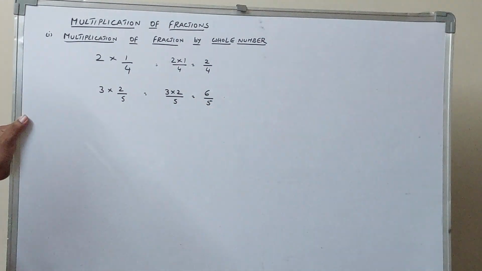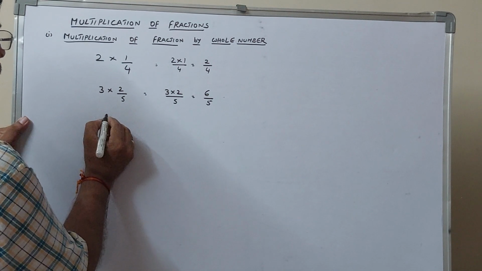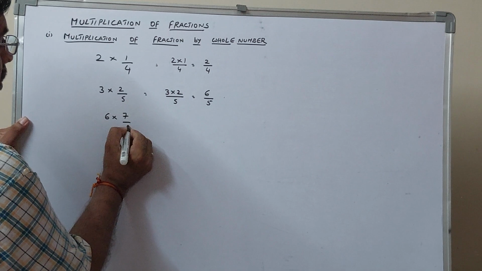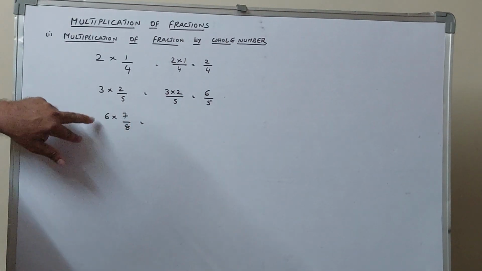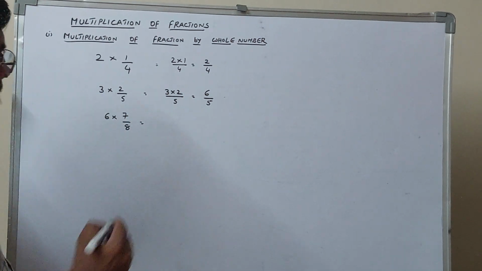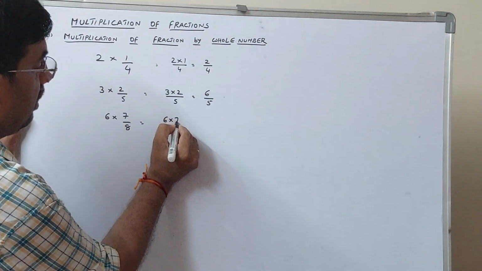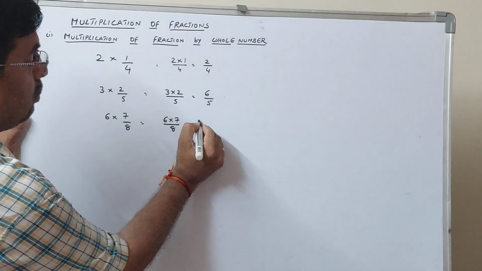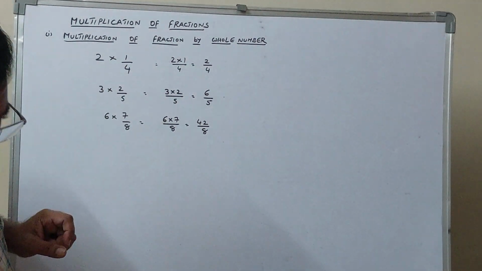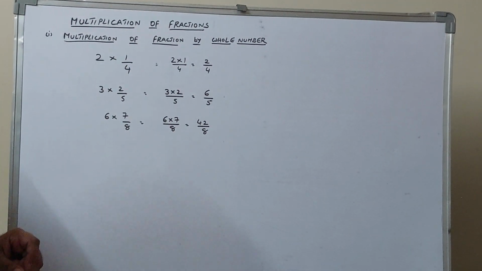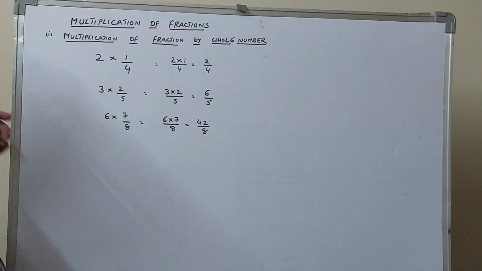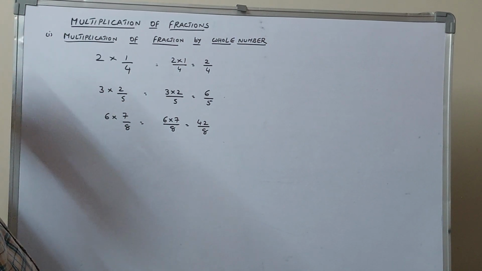Clear? Now, if I want to multiply 6 into 7 by 8, how to multiply? You have to multiply the whole number with the numerator of the fraction, keeping the same denominator. So 6 into 7 by 8 is equal to 6 sevens are 42 by 8. Clear? That is called multiplication of a fraction by a whole number.